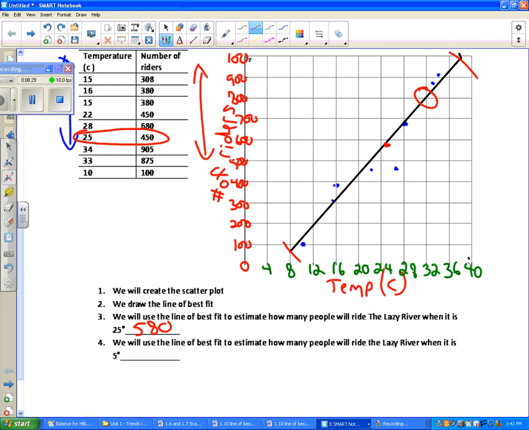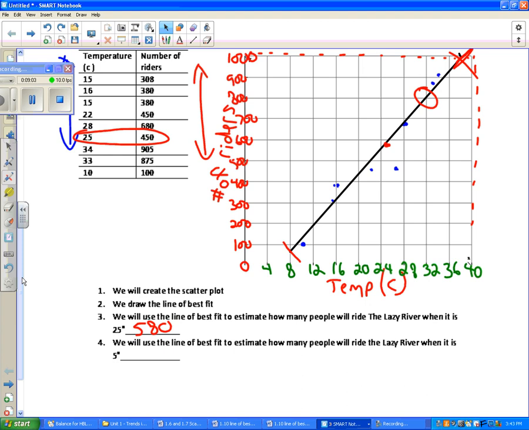If we wanted to extrapolate outside of our data, our data goes as high as 34. The hottest day that we had was 34 degrees. But we can even go beyond our data. We can go up to 40, and we could say, well, if I were to extend this line way up here, I could probably go up here and find out that if it's 40 degrees, I'm going to have a little over 1,000 people riding this ride.